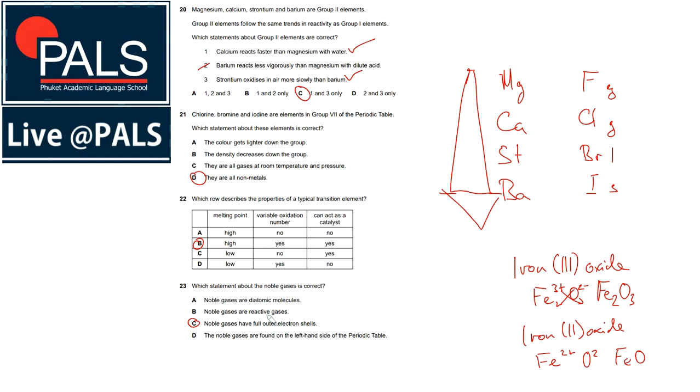And they are the least reactive elements in the periodic table, and they are monoatomic, not molecules. They just occur as individual atoms because they're stable. They have a full outer shell. They don't need to form any bonds.